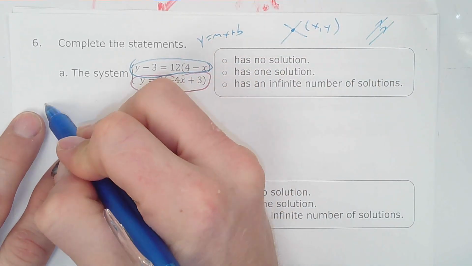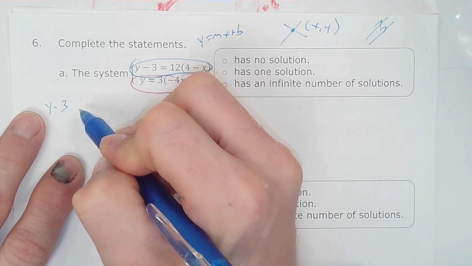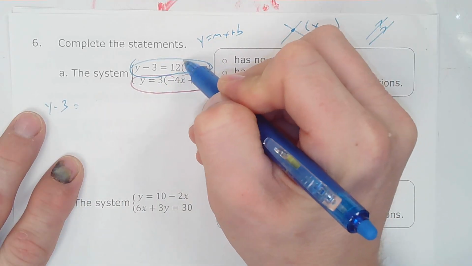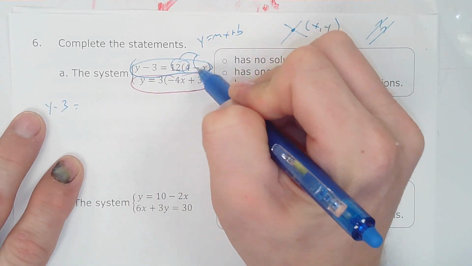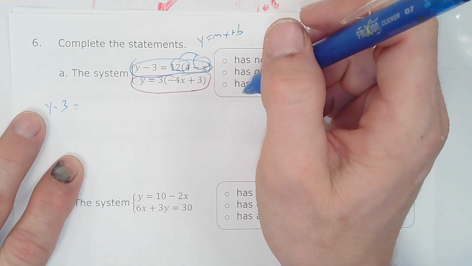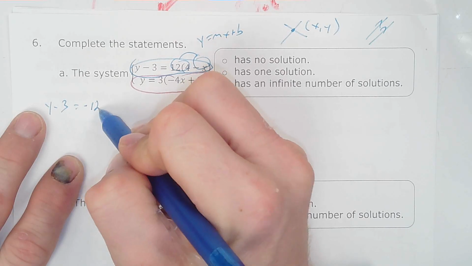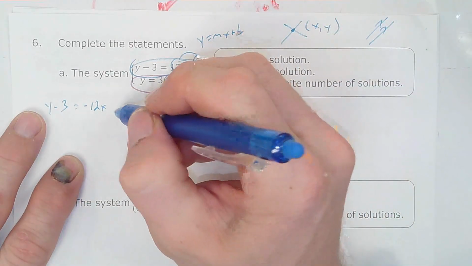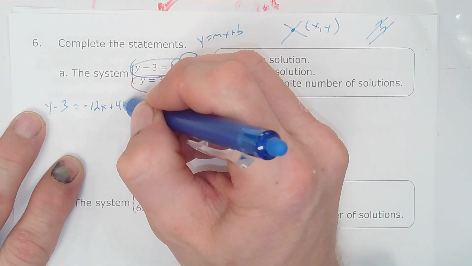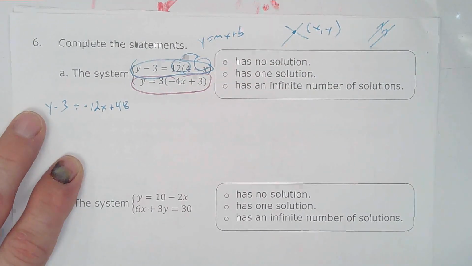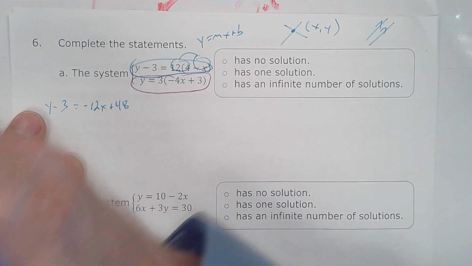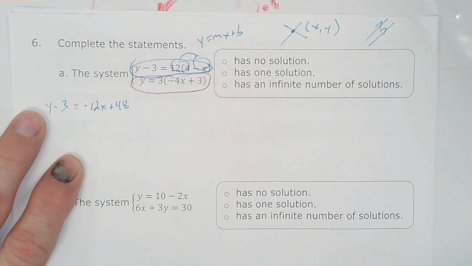I'm going to leave the left alone for right now and distribute the 12 into the 4 and the negative 3. So 12 times negative 3 is negative 12x. 12 times 4 is 48. Question: does it matter if you have 48 minus 12x? It does not, as long as the signs are the same, but traditional mx plus b form has the x first.